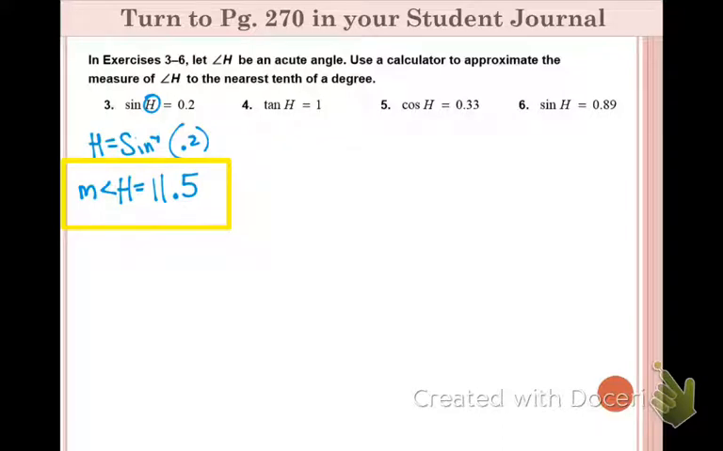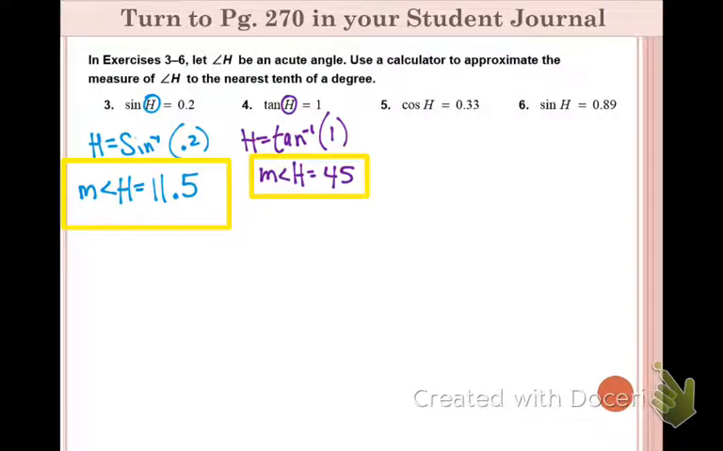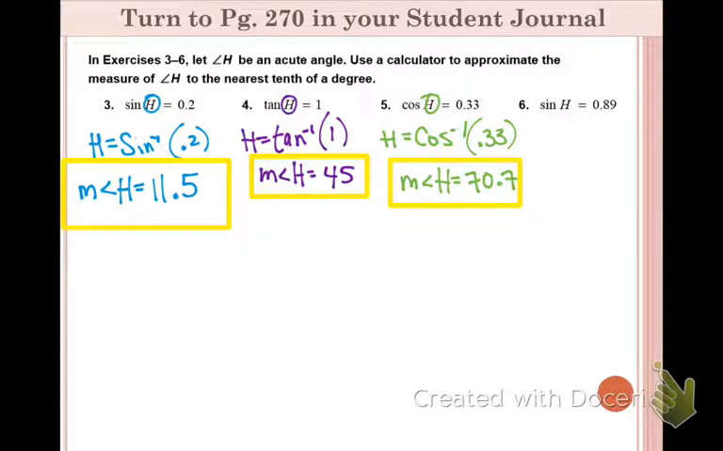11.5. Next one, we got tangent of H equals 1, so to get H by itself, you have to use the inverse. So shift tangent of 1 is 45. We're going to have to do the same thing for the next one. We're going to hit shift cosine of 0.33. The measure of angle H would be 7.7. And then last, shift sine of 0.89.